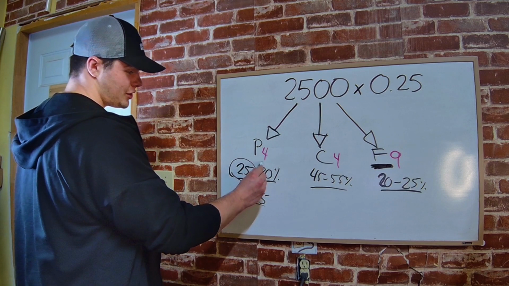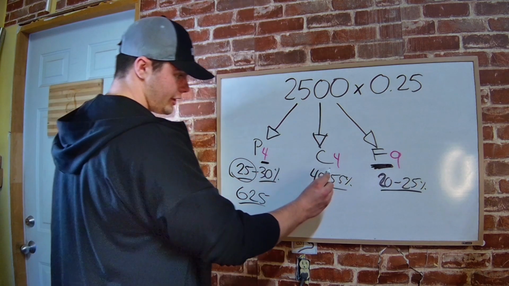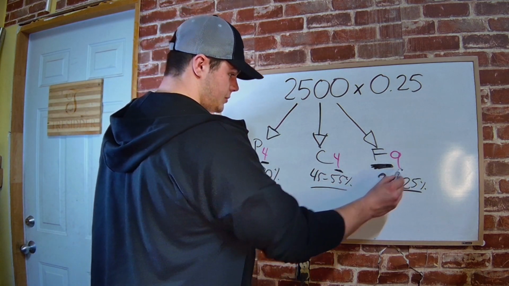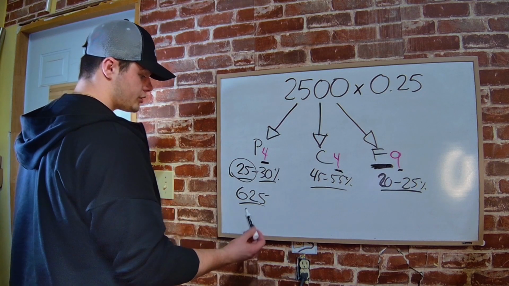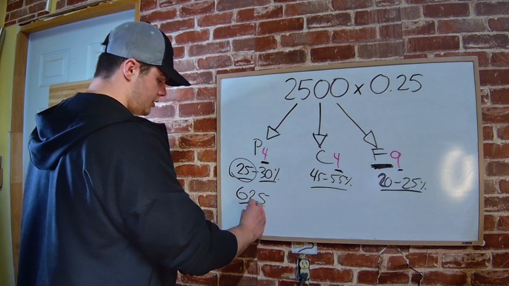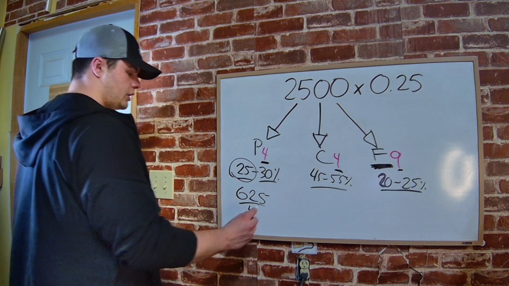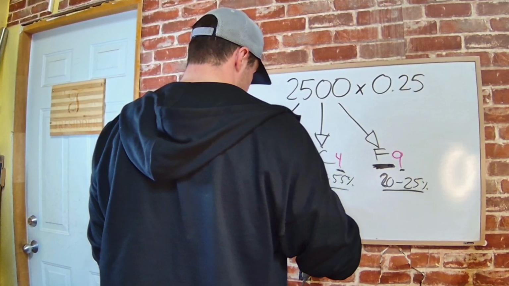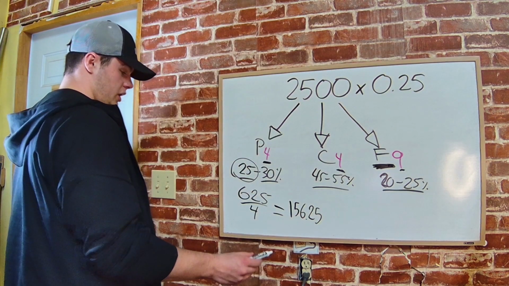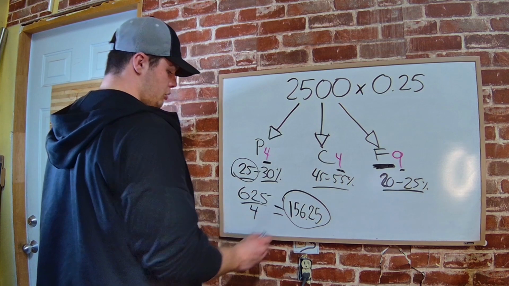The reasoning why I showed you the little numbers here is because that's what we're going to divide it by. So 625, we now divide by 4. What does that equal? 156.25. We're going to be eating 156 grams of protein per day.